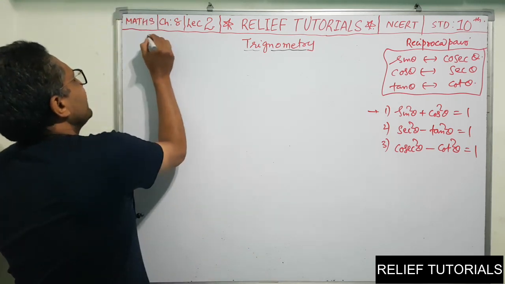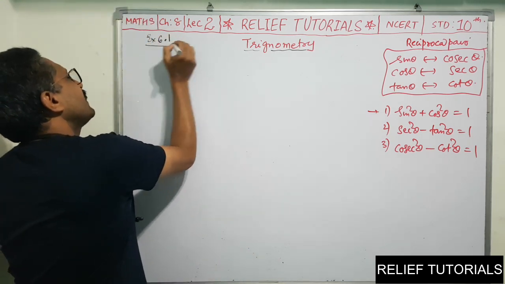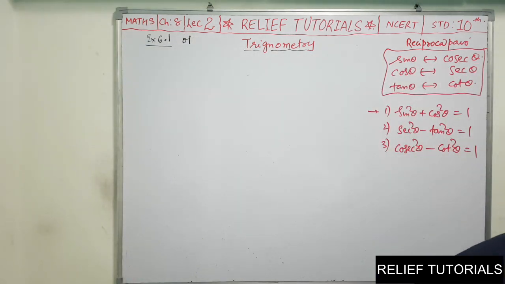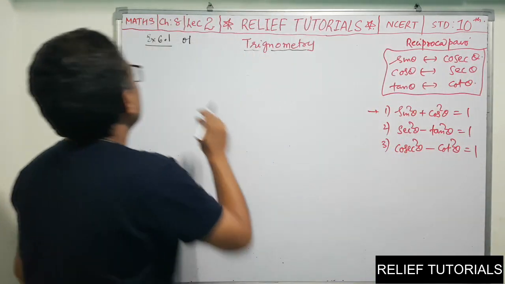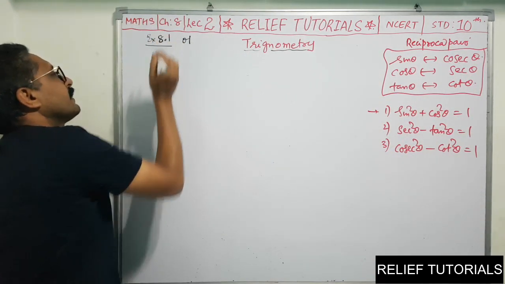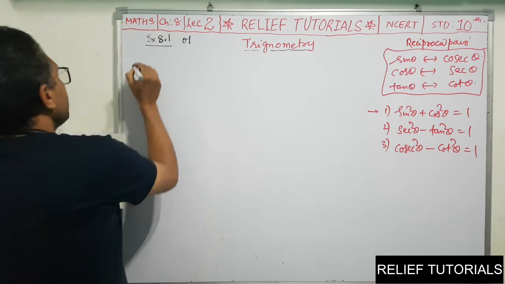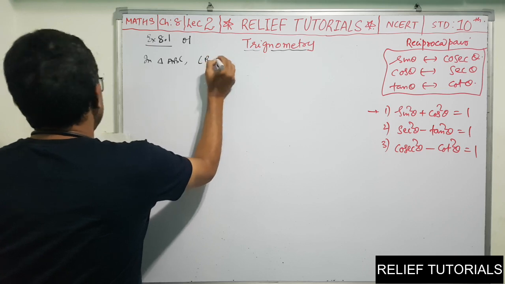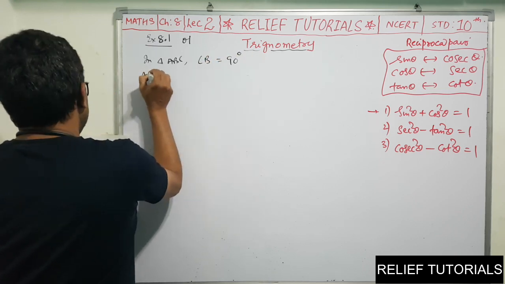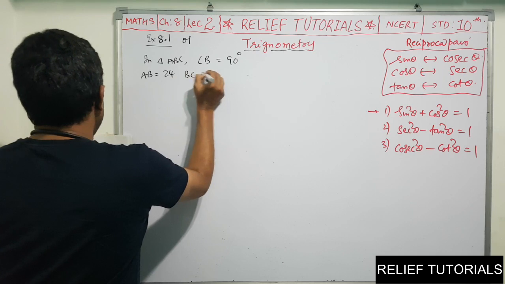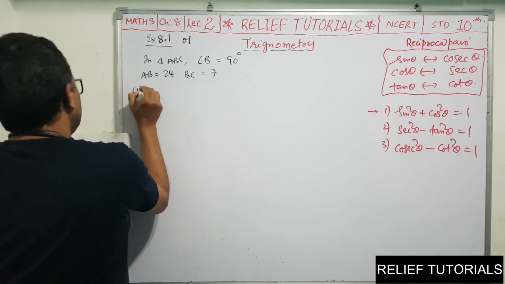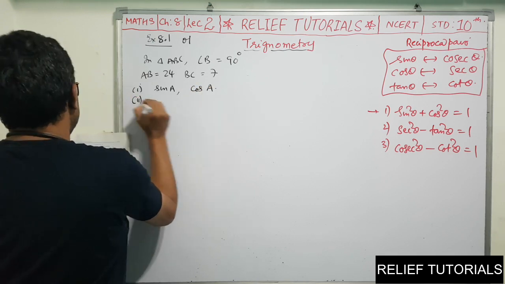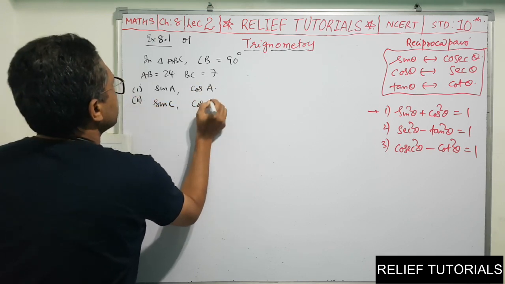Now see, we will do our exercise 8.1, question number 1. In triangle ABC, angle B is equal to 90 degrees, AB is 24, BC is 7, and you have to find sin A, cos A, sin C, cos C.